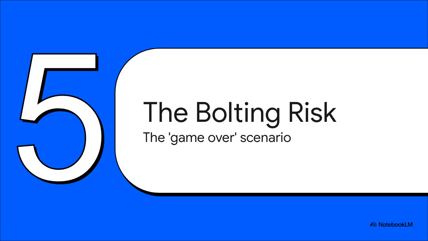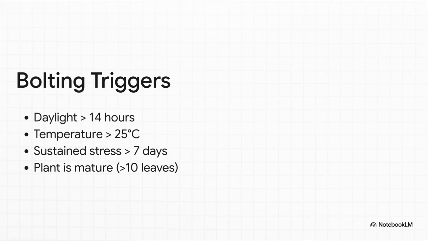But, like any good game, there is a serious failure state. There's a game over screen that every single grower wants to avoid. And it's the very thing this model is designed to predict, the risk of bolting. So how does the model know that we're heading for trouble? Well, it's constantly checking for a list of triggers. Are the daylight hours creeping over 14 hours? Check. Is the temperature getting above 25 degrees Celsius? Check. Has this combo of heat and long days been going on for more than a week? And is the plant old enough, mature enough to even listen to these signals? If you start ticking off enough of these boxes, that bolting risk just skyrockets.